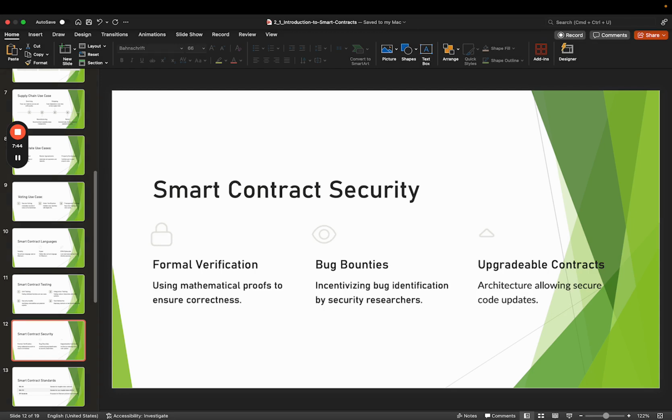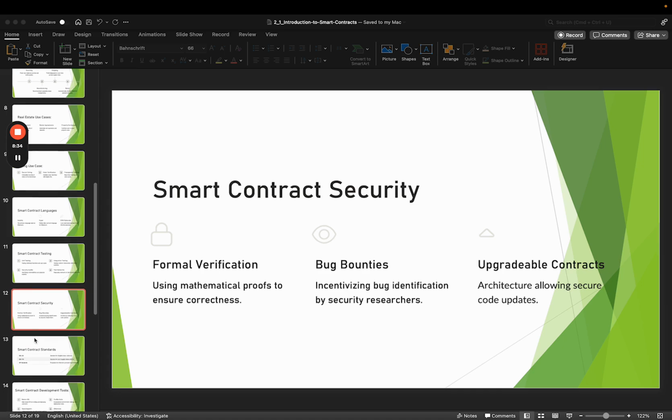Security is a top priority in smart contracts. Common vulnerabilities include re-entrancy attacks, integer overflow, and unauthorized access. Developers must use secure coding practices, thorough testing, and code audits to mitigate these risks and protect users' assets. We can also include bug bounties, that is, incentivizing bug identification by security researchers, and also upgradable contracts, that is, architecture allowing secure code updates.